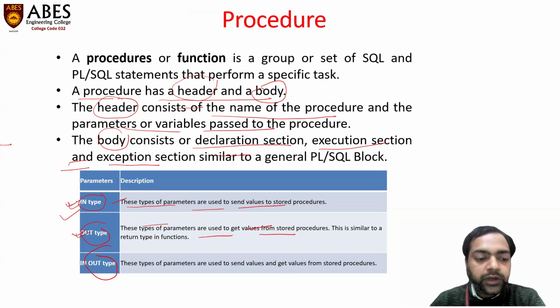So this is the input type, this is the output type. If we need to send values or provide input to the procedure, we will use the IN type parameter. And if we want to get some values from the procedure, we will use the OUT type parameter. And if we want to perform both operations, that is, send some input to the procedure and get some values from it, then we'll use IN OUT type. It will perform both the operations, IN type and OUT type.